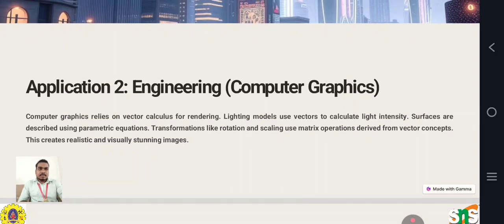The next application is engineering, that is computer graphics. Computer graphics use vectors to represent vertices, normals, and lighting directions. Operations like transformation matrices enable rotation. How is a vector visualized? By the standard numbers or components of a vector.